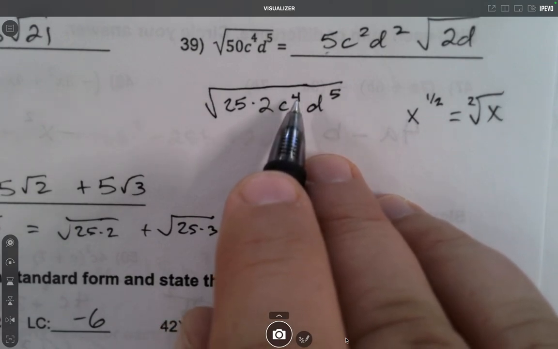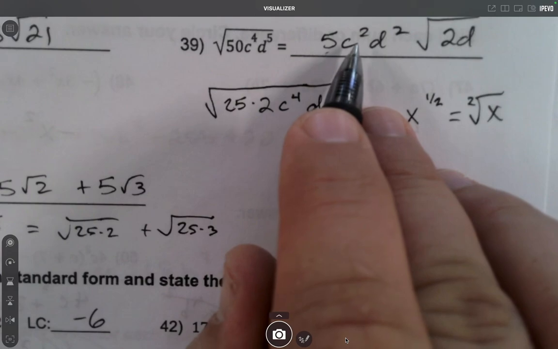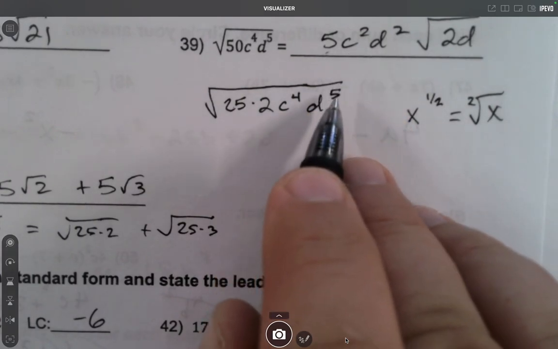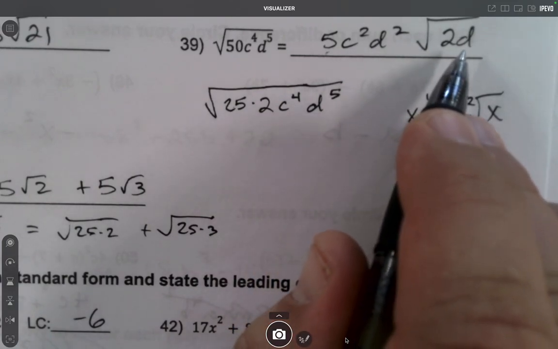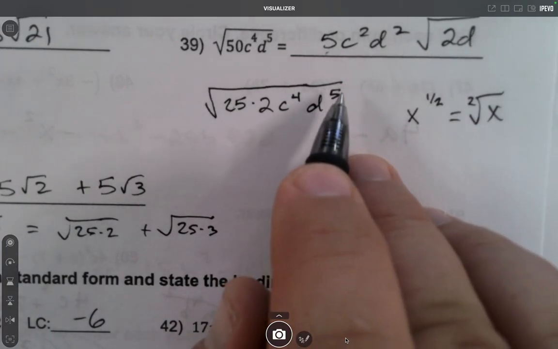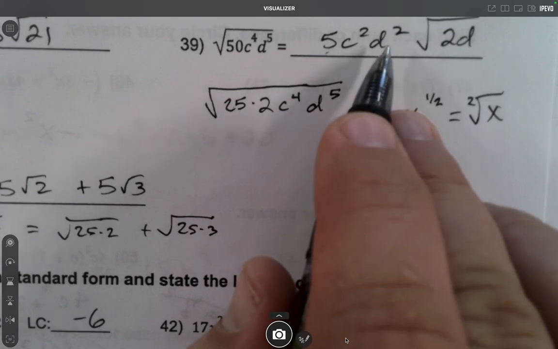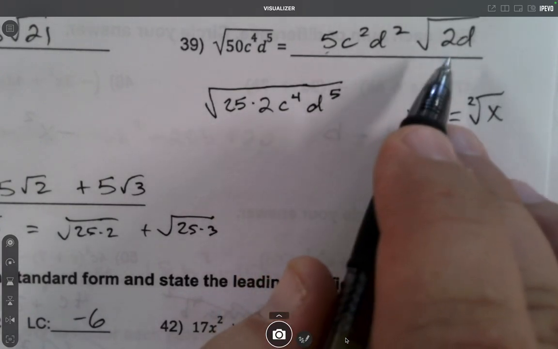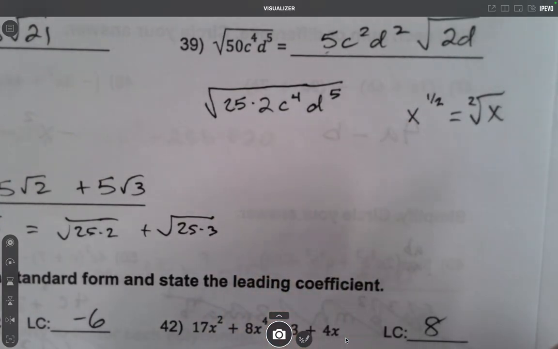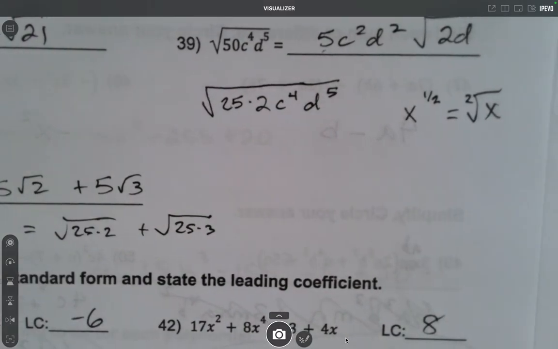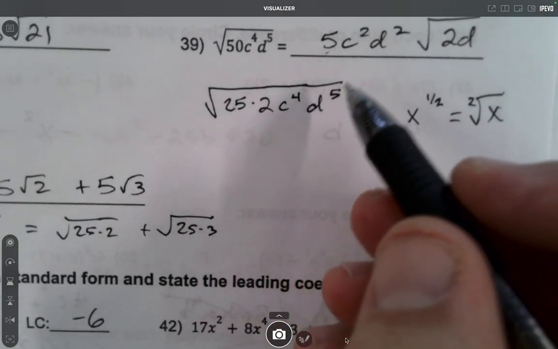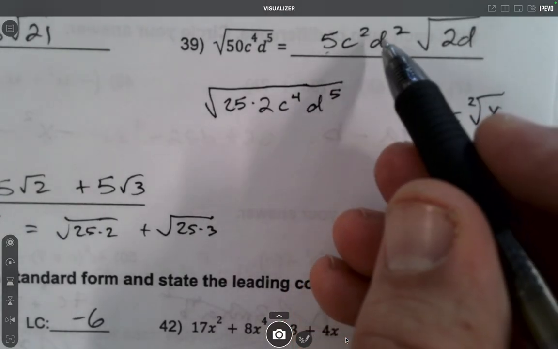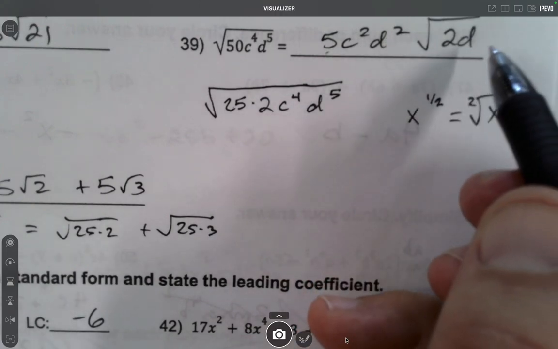So we can divide 4 by 2 and get 2. We can divide 5 by 2 and get 2 with a remainder of 1. So since 2 goes into 5 twice, we can bring out 2 d's, but we have a remainder of 1, so there's 1 d that's still inside the radical. Another way you can think about it is you can pull out however many pairs you have. So 4 is 2 pairs, so we can pull out 2 c's. D is 2 pairs, but then 1 loner, so the loner has to stay inside.